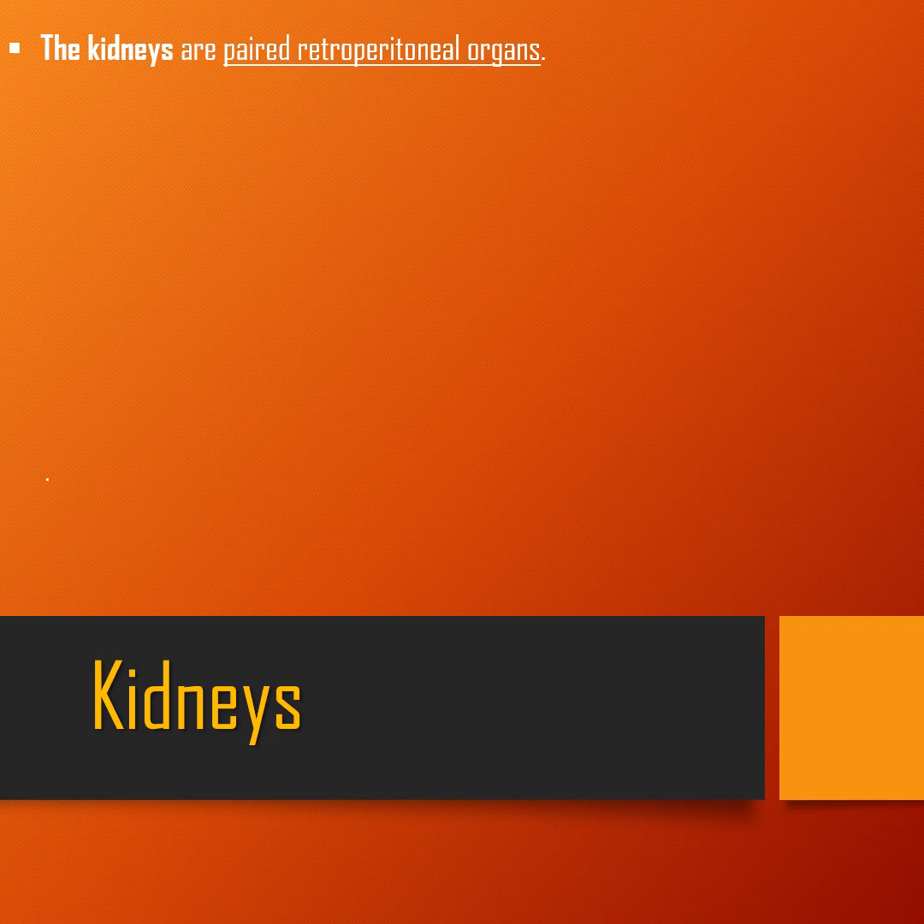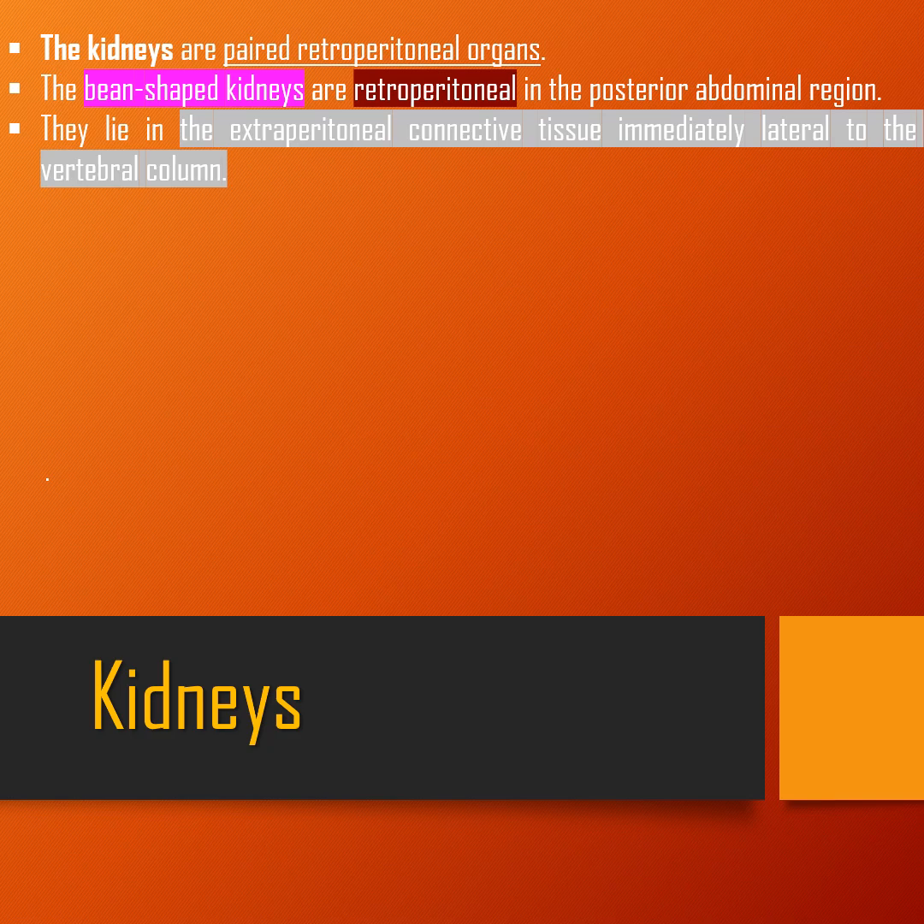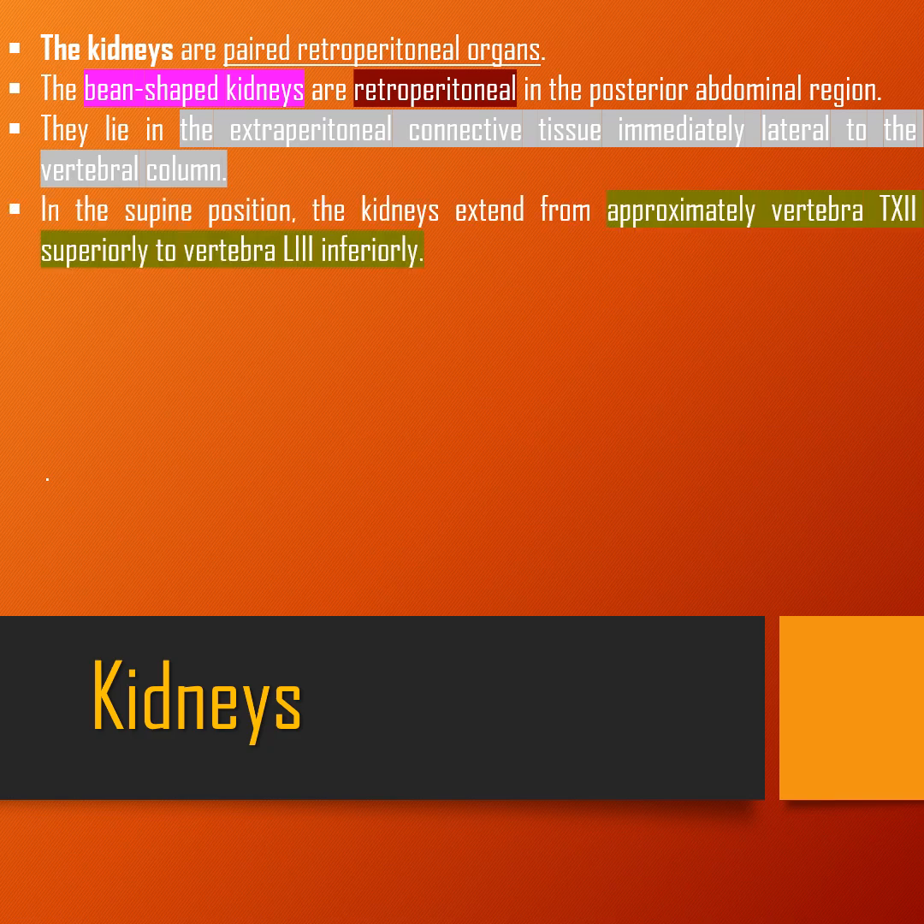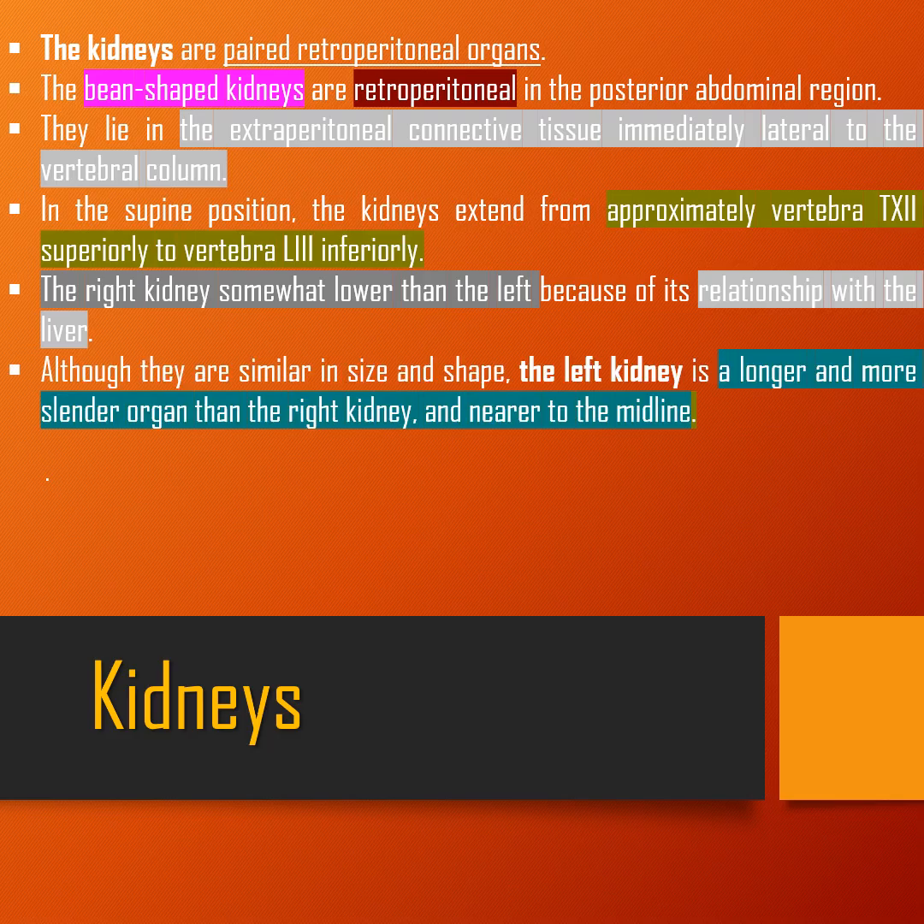Kidneys. The kidneys are paired retroperitoneal organs. They are bean-shaped and present retroperitoneally in the posterior abdominal region. They lie in extraperitoneal connective tissue immediately lateral to the vertebral column. In the supine position, the kidneys extend from approximately the T12 vertebra superiorly to the L3 vertebra inferiorly. The right kidney is somewhat lower than the left kidney because of its relationship with the liver.